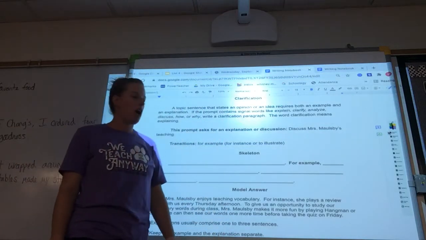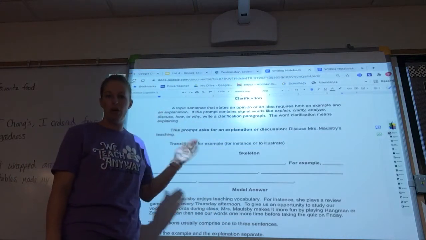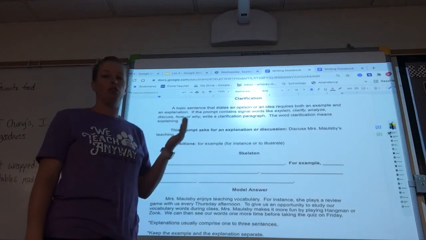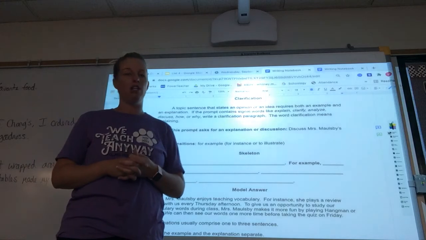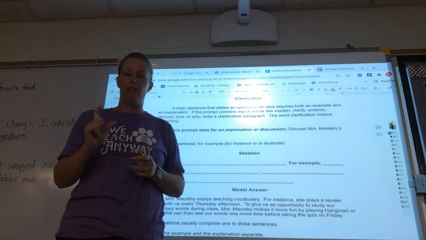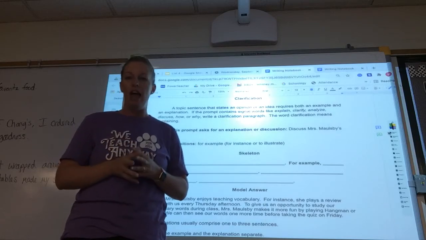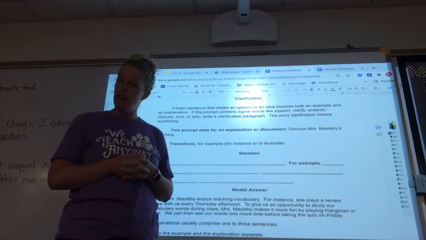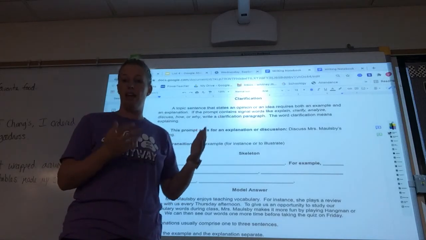Hello everybody, we're going to talk about clarification paragraphs. So I'm going to go over with you, after building on your enumeration type 1 and enumeration type 2 yesterday, we are now going to move on to an added element called clarification. And if you don't know what clarification is, it's basically adding an explanation to your statement and example.